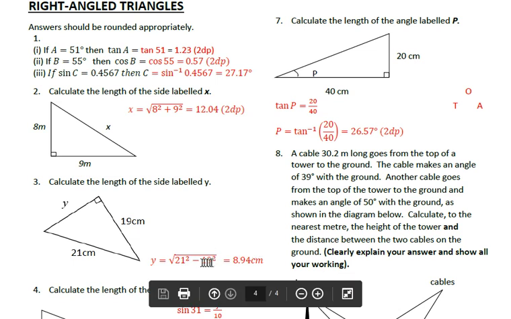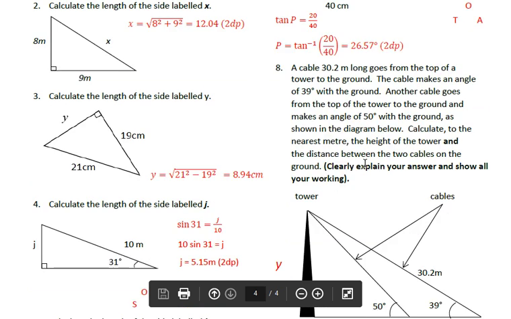If you end up with an error on your calculator, it means you've probably got these two numbers around the wrong way. You're minusing them around the wrong way. So try putting it around the other way if an error comes up on the calculator. The answer is 8.94 centimetres to 2 decimal places.